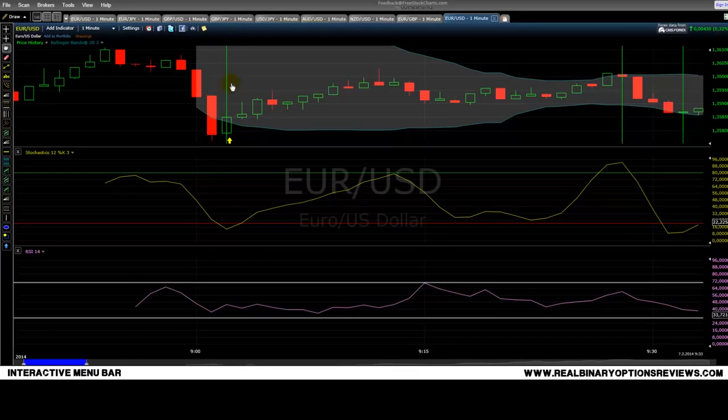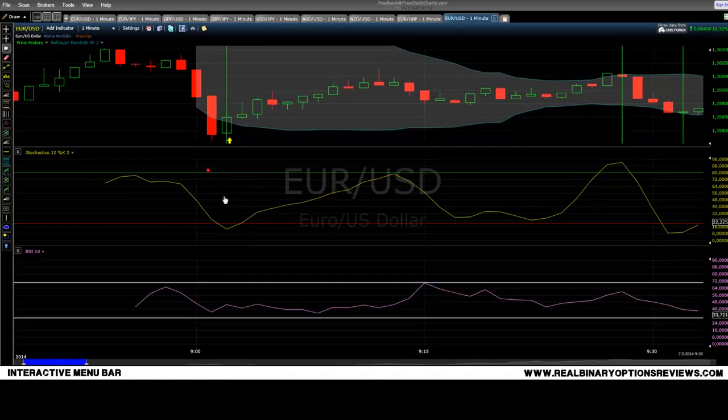So again, here we are on the 1-minute chart, and let us see how the Bollinger Bands work. Basically, how I would use the Bollinger Bands is I would wait until I get a red candle that closes below the lower Bollinger Band, and then I would trade up with, let's say, 5 to 10 minute expiries. In similar fashion, I would wait until the green candle crosses the upper Bollinger Band, and then I would wait for the opportunity to trade down.